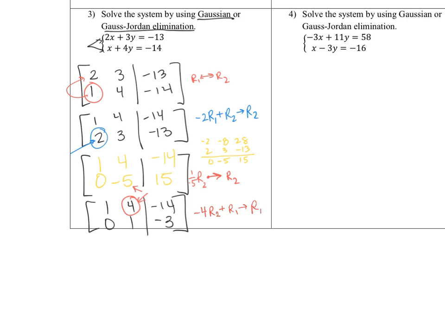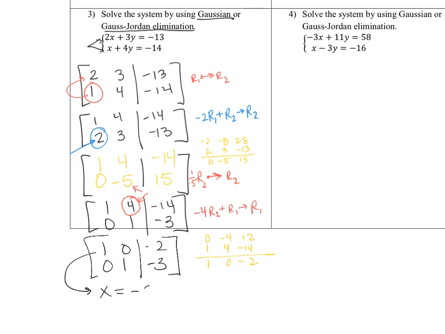So my little side work here will be 0, negative 4, 12, because that's negative 4 times row 2. Add 1, 4, negative 14 to that. We'll get 1, 0, negative 2. So this becomes 1, 0, negative 2. I have 0, 1, negative 3. And so now just looking at it, since it's in reduced row echelon form, I get my x value is negative 2 and my y value is negative 3. I've solved the system.